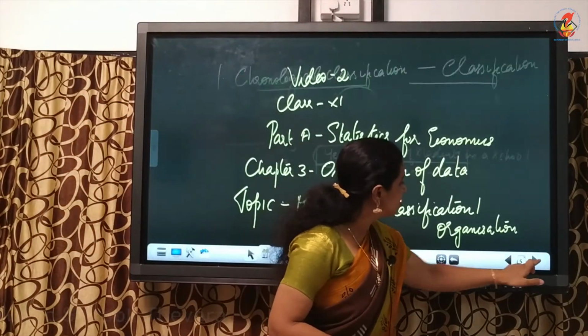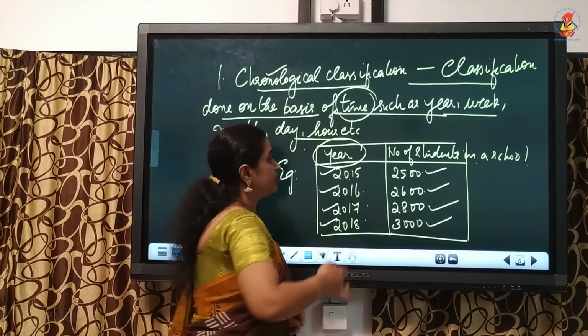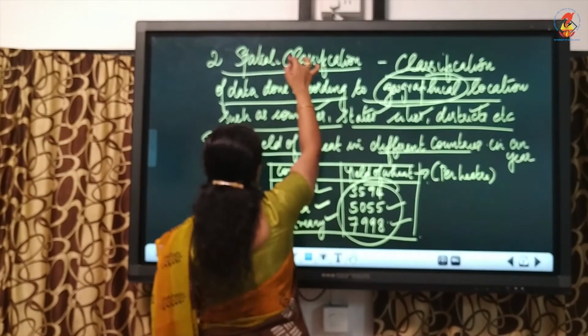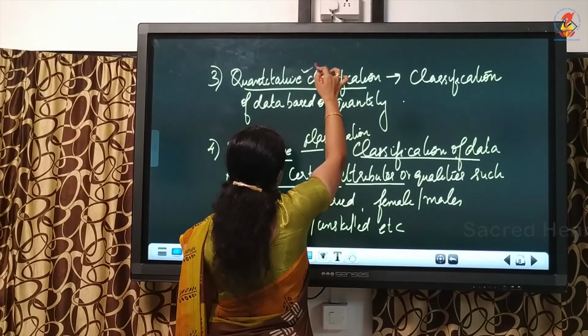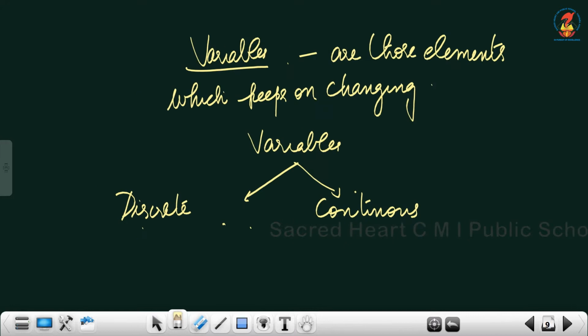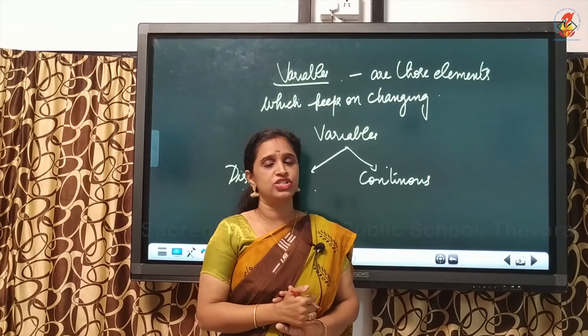So, how many methods of classification have we learned? We have learned the 4 methods of classification. One is chronological classification based on time. Next one is spatial classification based on geographical location. Next one, quantitative classification based on quantity, and the last one, qualitative classification based on certain qualities or attributes. Okay, hope it is clear to you.